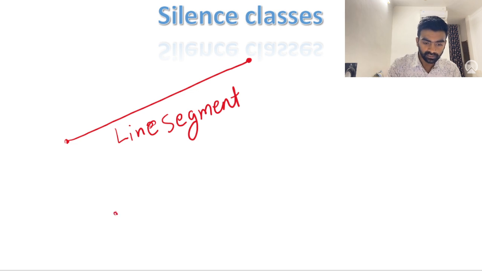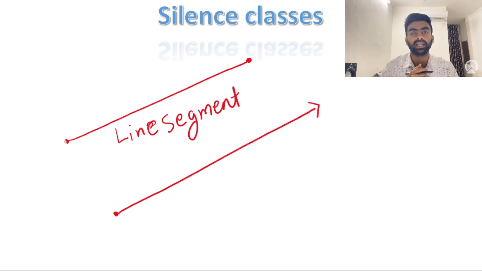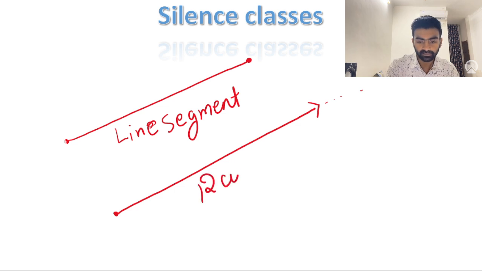Second, if we know the starting point, means we are starting from here, but an arrow is present at one end, so it means it is moving further. We don't know the end point. If we don't know the end point of any line, it is known as a ray.